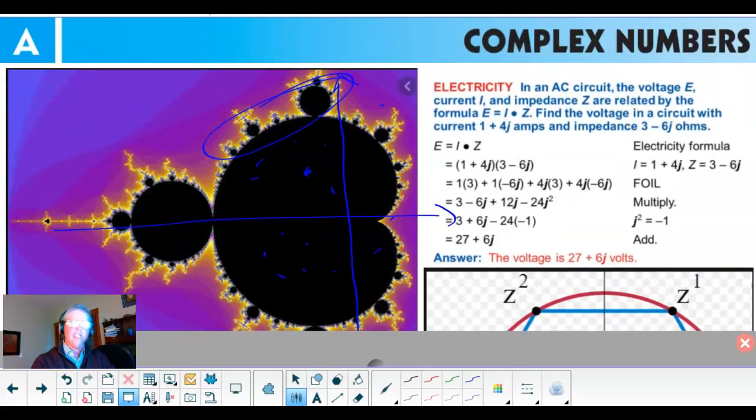Electricity, the mathematical language of electricity, is all complex numbers. But you're like, hey, there's no i in here. Well, what's funny is they turn the i into a j. There's a pay increase for sure.